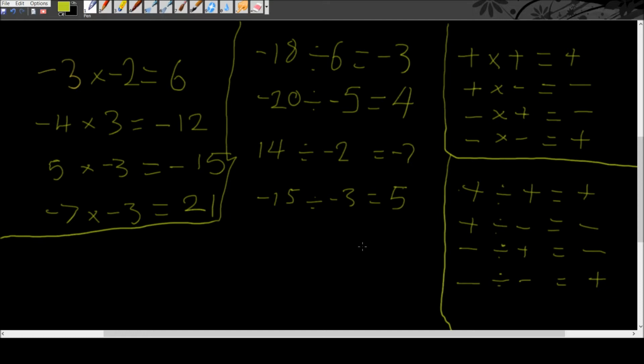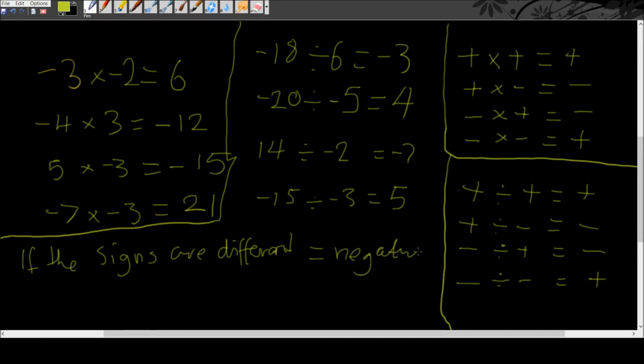Okay, so guys, the main thing you want to remember is if the signs are different, you will get a negative answer. And if the signs are the same, you will get a positive, which is what we can see from our tables anyway. So that is doing multiplication and division with negative numbers.